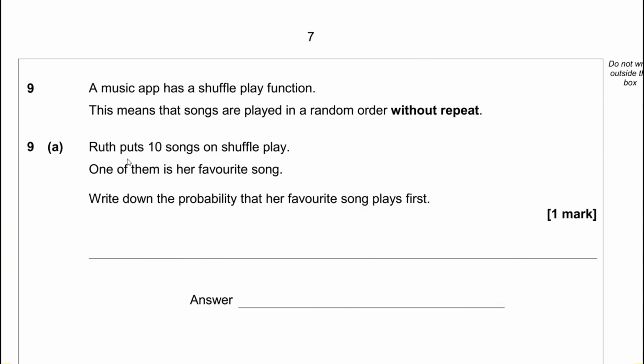Question 9. A music app has a shuffle play function. This means that songs are played in a random order without repeats. Part A. Ruth puts 10 songs on shuffle play. One of them is her favorite song. Write down the probability that her favorite song plays first. So the probability is 1 out of 10, so it will be just 1/10.